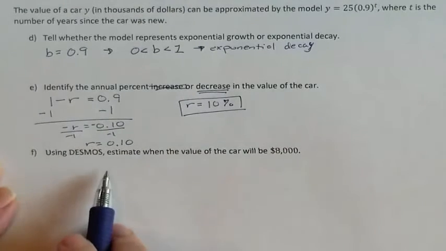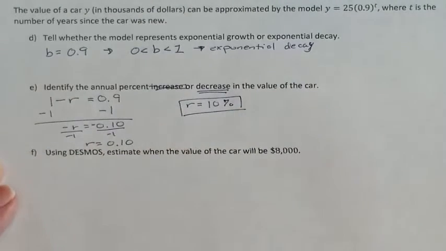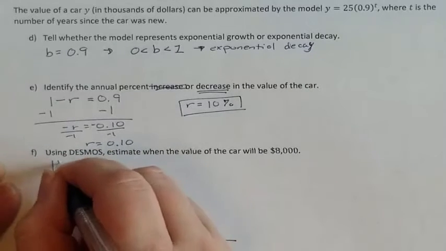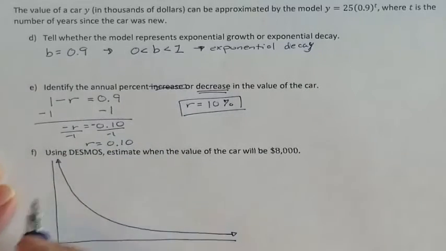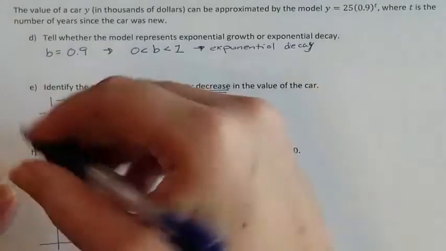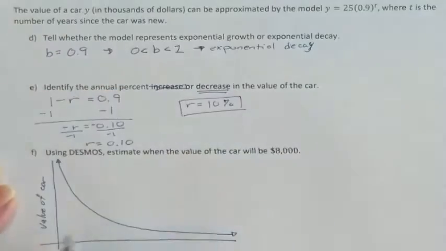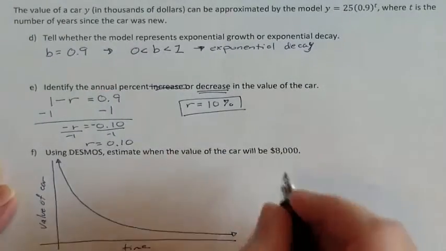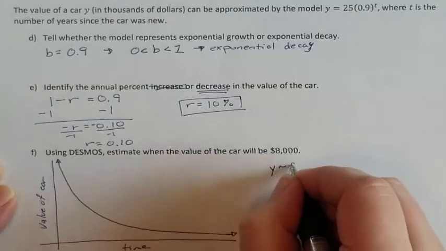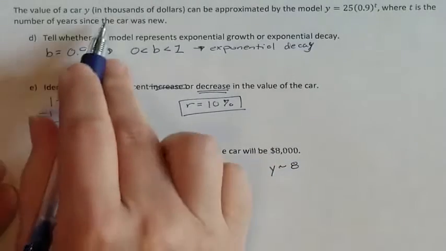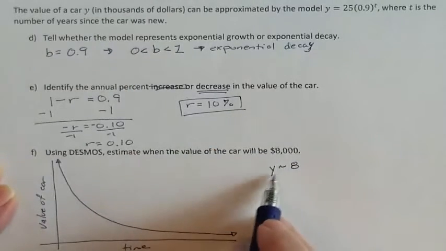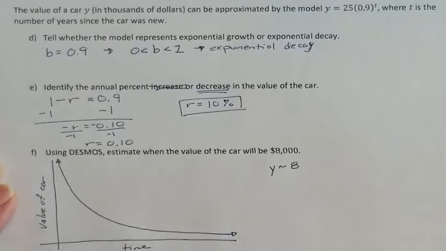Now we're going to use Desmos, and we want to find when this car is going to be worth $8,000. So here's my XY axis. We know it's a decrease model. The Y value is going to represent the value of the car, and we know the X value represents time. We are looking for Y to be around 8 because the value of the car is in thousands. So I'm looking for when my Y is as close to 8 as possible.